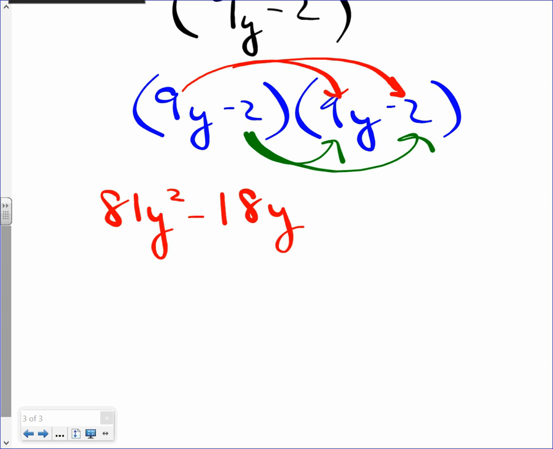Rocking and rolling. Right, Rios? And then I got a negative 2 times a 9y, which is another negative 18y. Put that one in green. Negative 2 times negative 2 is positive 4. Nice.